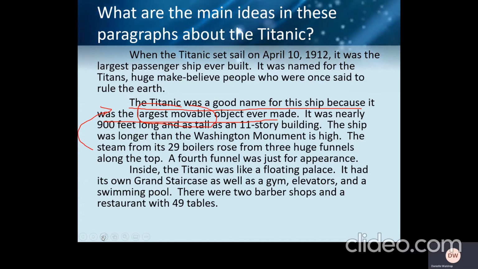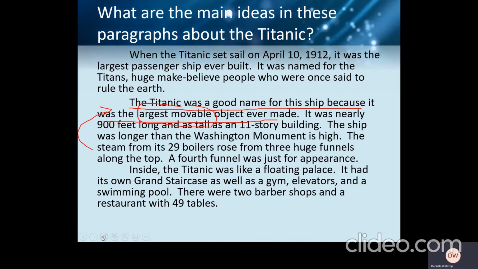Yeah, it had 4 funnels, 3 that were actually being used. 1 was just for looks. And within those funnels, there were 29 boilers that were used to power this ship. So this was a massive ship. Okay, and now these are details telling us why it was the largest movable object ever made. Now look at the last paragraph.